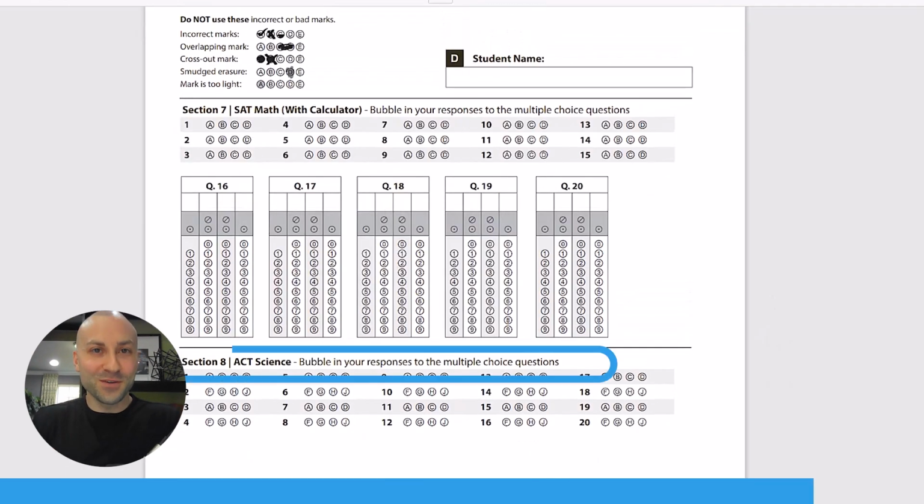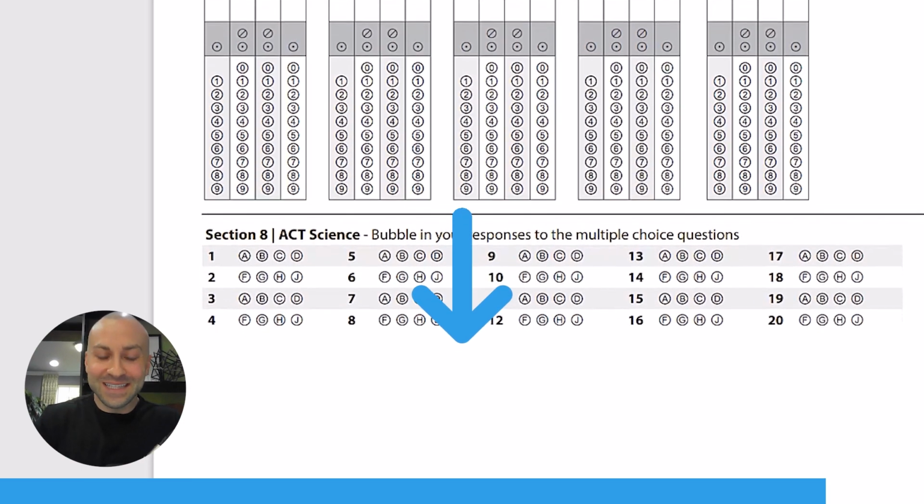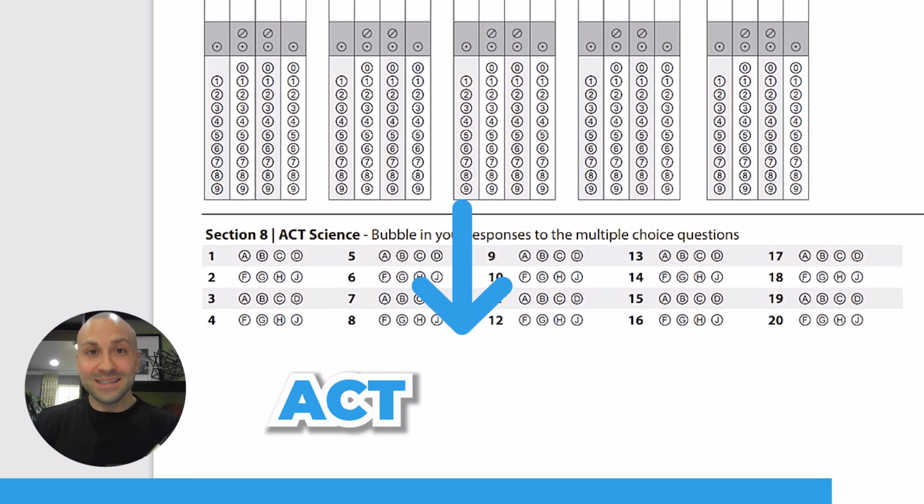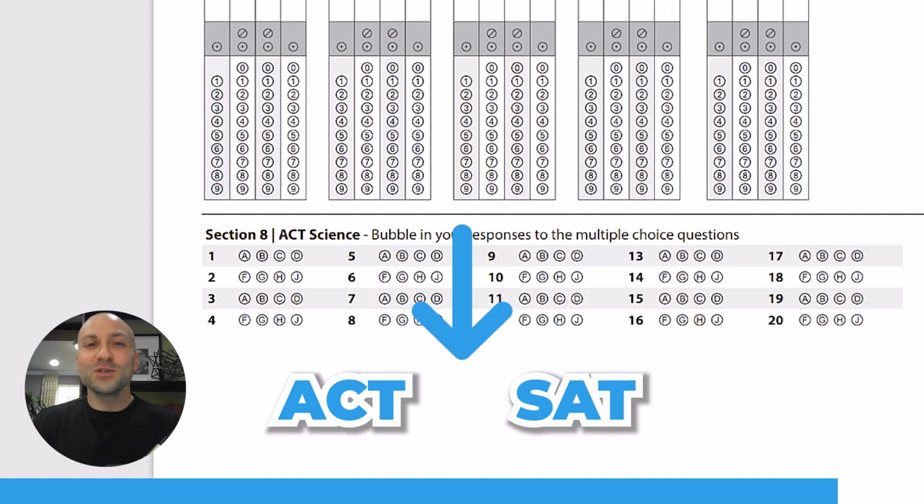Something I want you to do when you finish the 8th and final section, the ACT Science, is somewhere below in this area, I just want you to write either ACT or SAT, based on which test you think you scored higher on. I'm always curious to see whether what the student thinks they scored higher on ends up being the actual outcome.